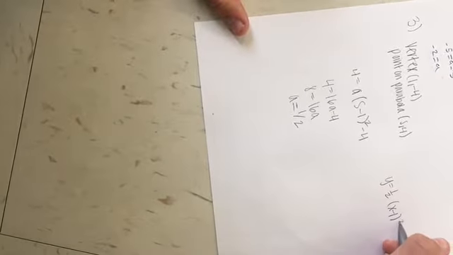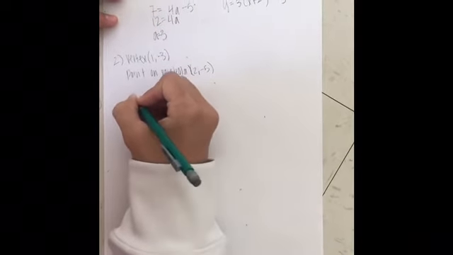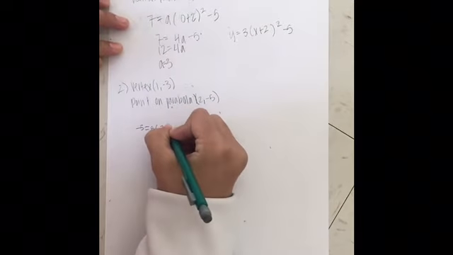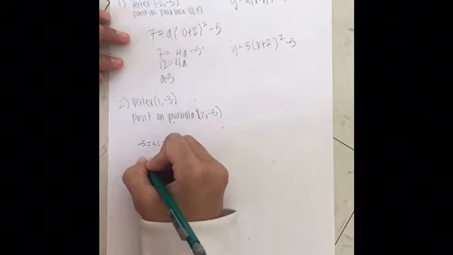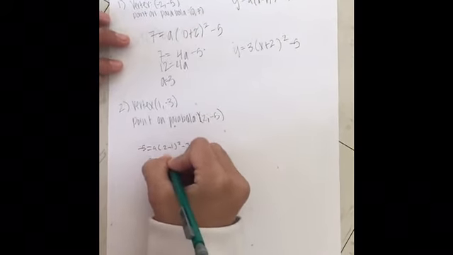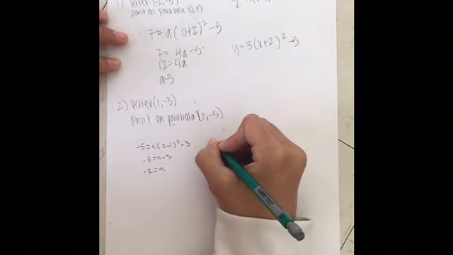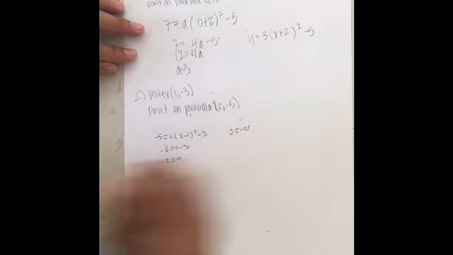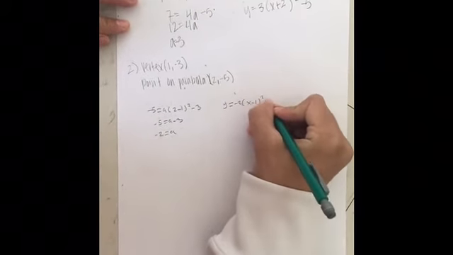Using the vertex 1, -3, and the point on the parabola 2, -5, you write out the equation -5 equals a(2 minus 1) squared minus 3. And then doing the math, you get -5 equals a minus 3, and then you move the 3 over, which is -2 equals a. And then you just plug it into the equation, the vertex form, and it's y equals -2(x minus 1) squared minus 3.